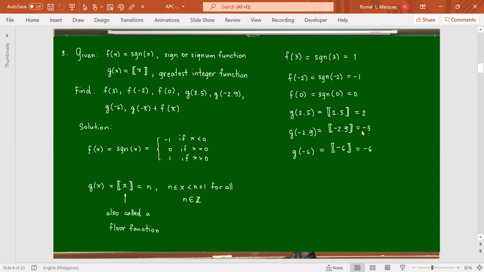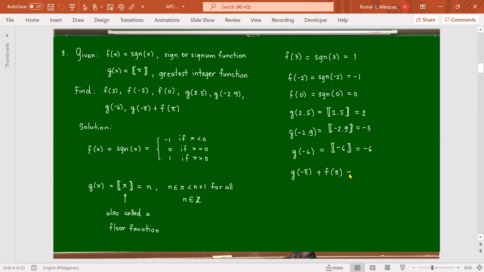Still negative 6, okay? Because x is supposed to be greater than or equal to this n, but less than n plus 1. Clear, guys? Now, the last one, g of negative pi plus f of pi.